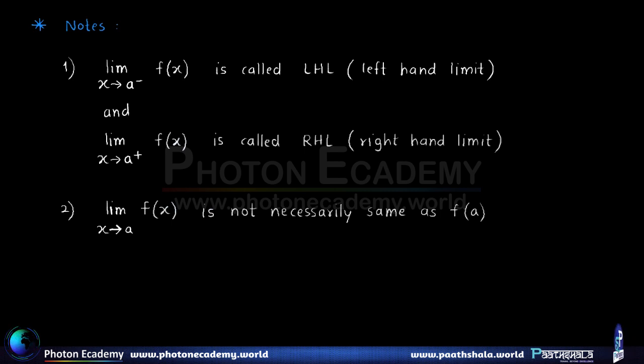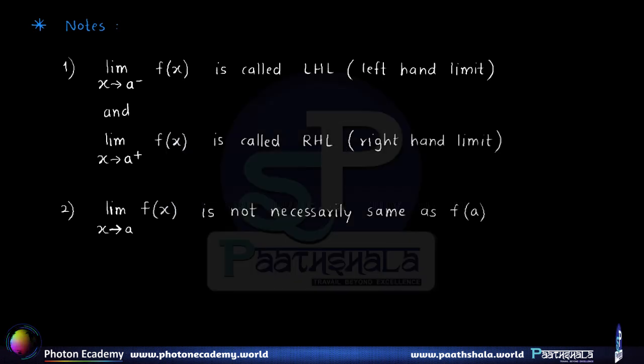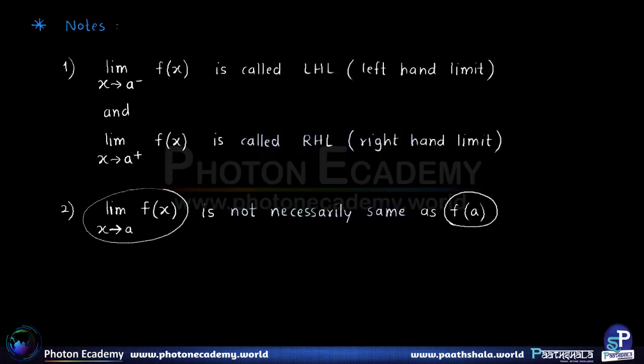And secondly, the limit of a function as x tends to a is not necessarily the same as the value of the function at x equal to a. Alright, so the limit of a function as x tends to a is conceptually different from the value of the function at x equal to a. They may be the same in some cases or they may not be the same, but as a concept those two are different things, right? Now let's move ahead.